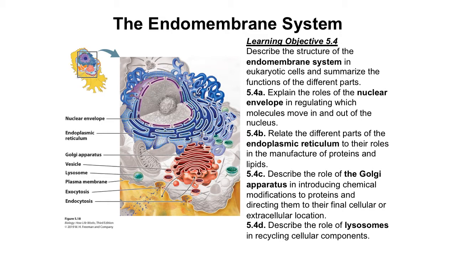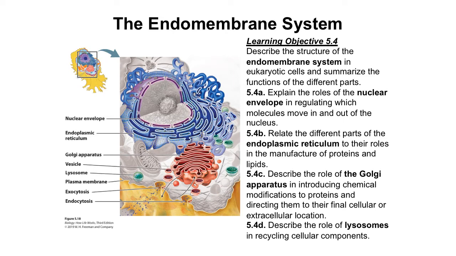Let's go through the learning objective of this section, section 5.4. The overall objective would be to describe the structure of the endomembrane system in eukaryotic cells and summarize the functions of the different parts. So we can break this learning objective down into smaller pieces, which is very important for you guys to remember because, as I've said, it is these learning objectives that would be our basis for formulating our questions for the test.